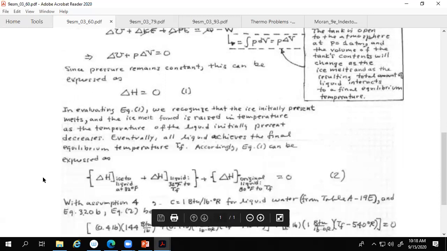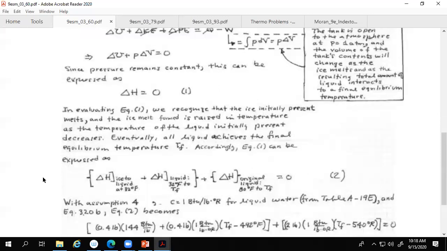So in evaluating that equation, we recognize that the ice initially present melts, and the water formed is raised in temperature as the temperature of the liquid initially present decreases. Eventually all liquid achieves the final equilibrium temperature, T sub F. So let's start breaking equation 1 down into its various component parts.